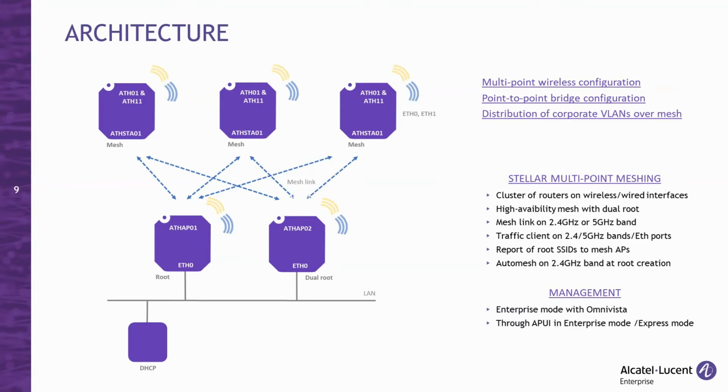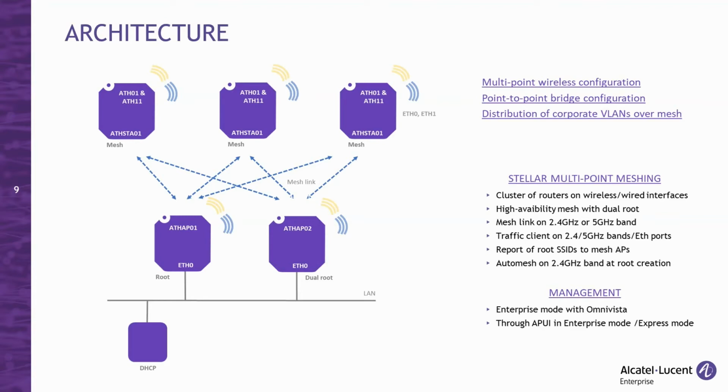This architecture allows a multi-point wireless configuration. In that case, the client traffic can be delivered on both 2.4 GHz and 5 GHz bands, and the automatic transfer of SSIDs existing at route level to the mesh APs. A point-to-point bridge configuration by specializing an AP in bridge mode. The distribution of corporate VLANs over the mesh link. The ability to use Ethernet port of mesh AP to route wired client traffic.